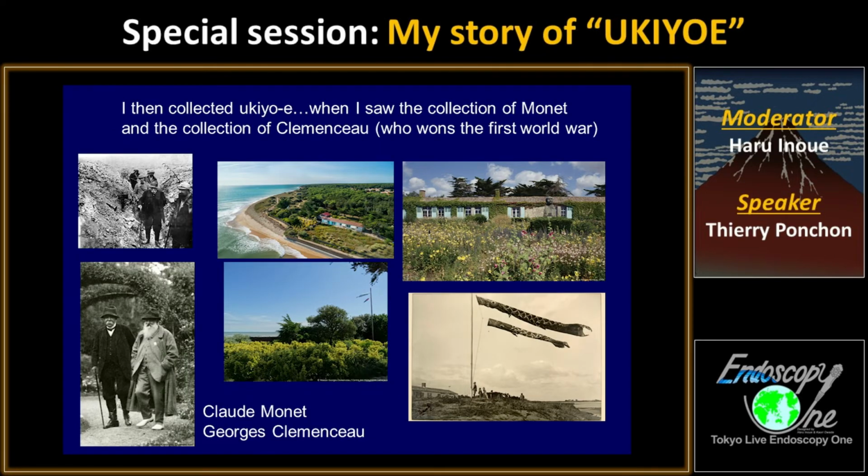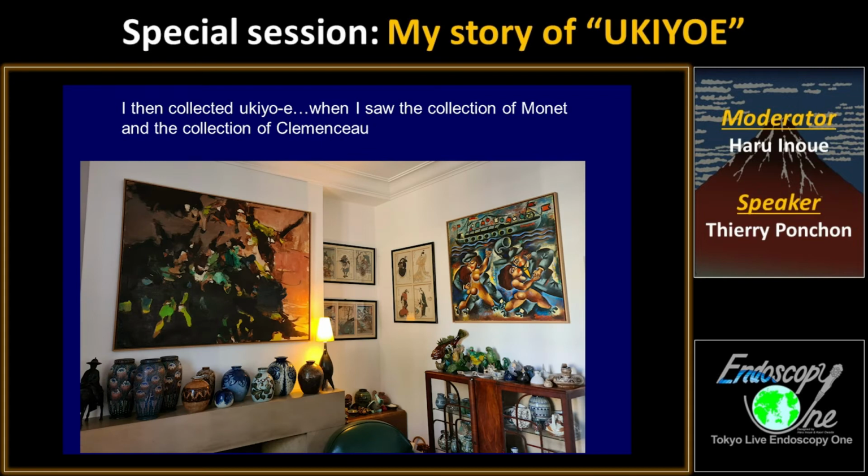When I saw the collection of Monet and the collection of Clemenceau, who won the First World War for the French, and you see him at the war, and he was a great friend of Claude Monet, and this is his house along the sea, the Atlantic. And he also has plenty of ukiyo-e at home, and this is a fantastic house also. So when I saw this collection, I collected ukiyo-e.